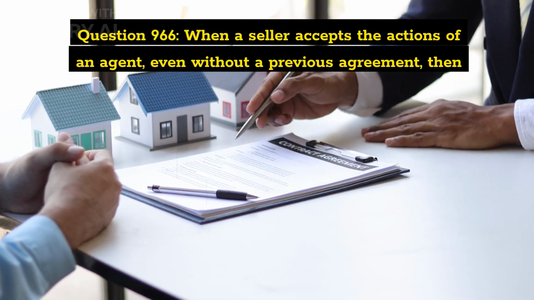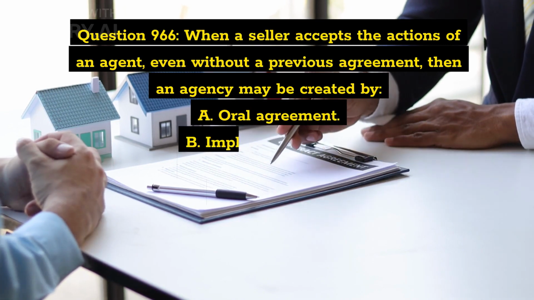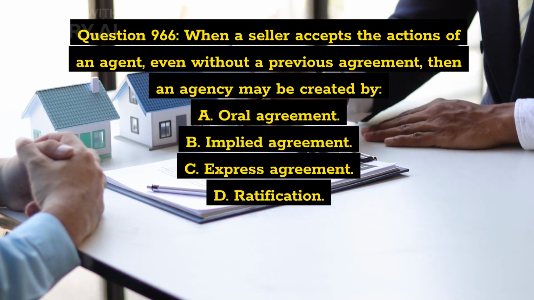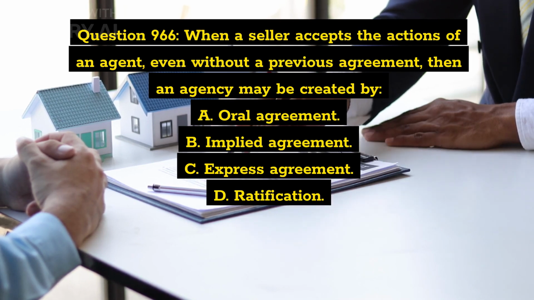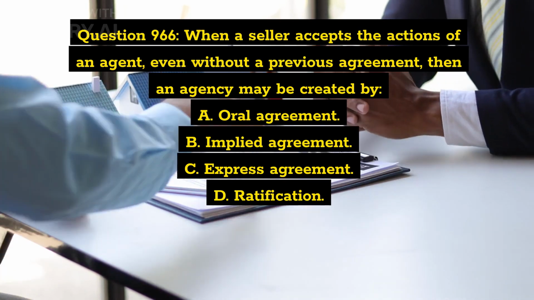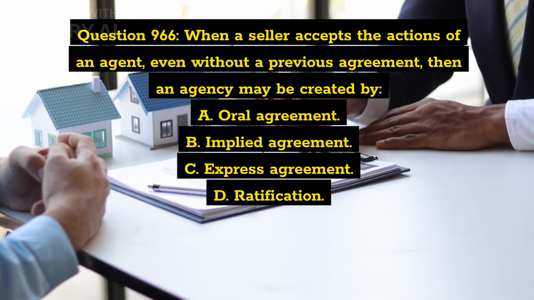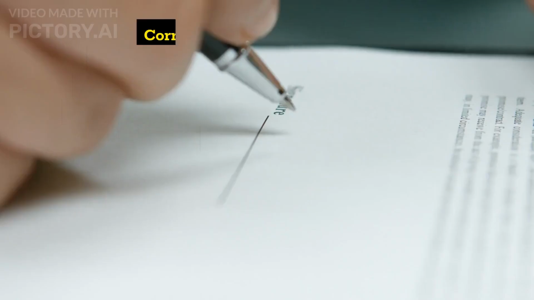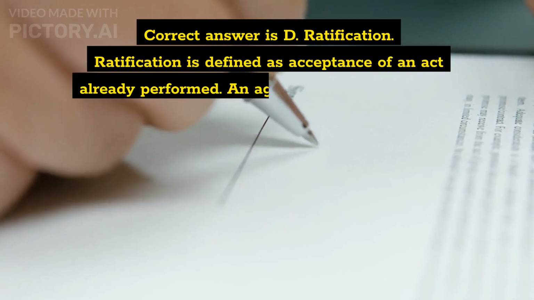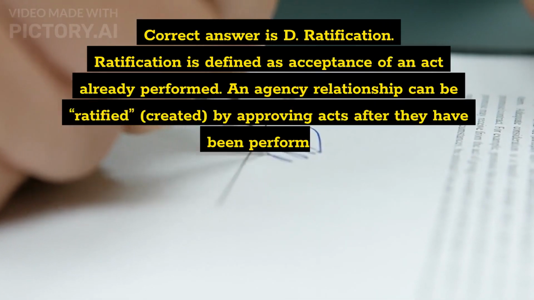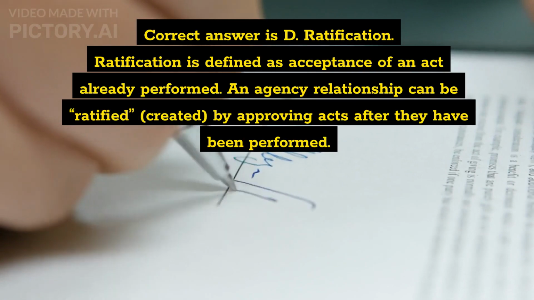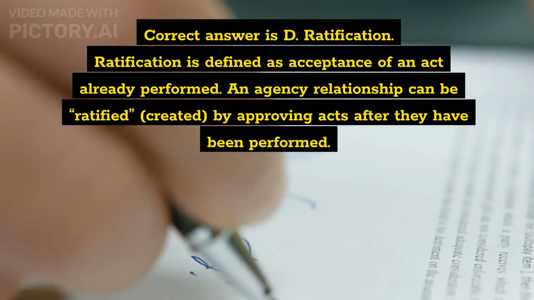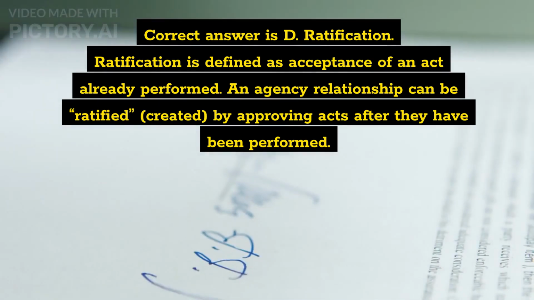Question 966. When a seller accepts the actions of an agent, even without a previous agreement, then an agency may be created by: a) oral agreement, b) implied agreement, c) express agreement, d) ratification. Correct answer is d, ratification. Ratification is defined as acceptance of an act already performed. An agency relationship can be ratified, created, by approving acts after they have been performed.